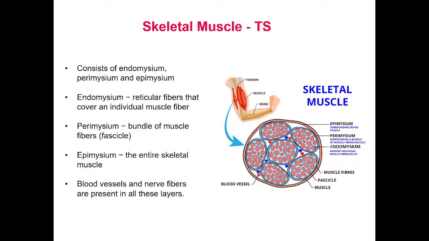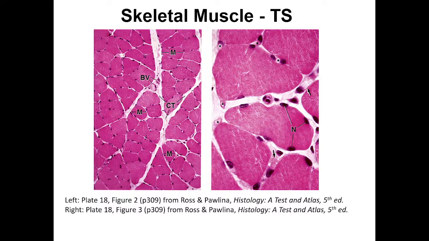Fascicles are covered by perimysium, and the entire muscle is covered by epimysium. Any doubt in this? Good. Now, this is the transverse section of the skeletal muscle. As we can see here, this is a 40x view and this is 100x.